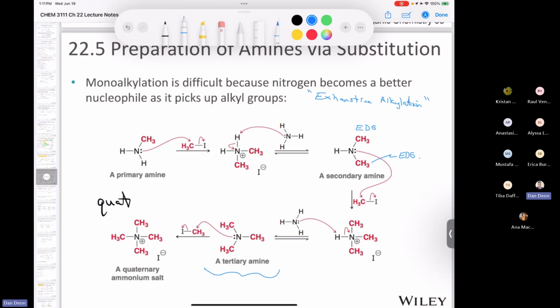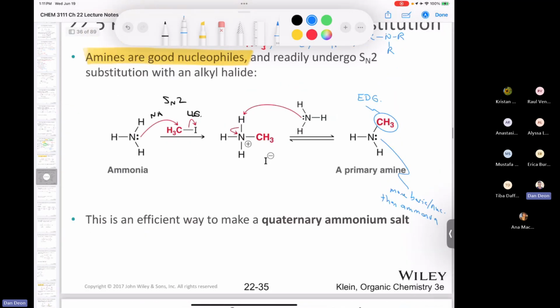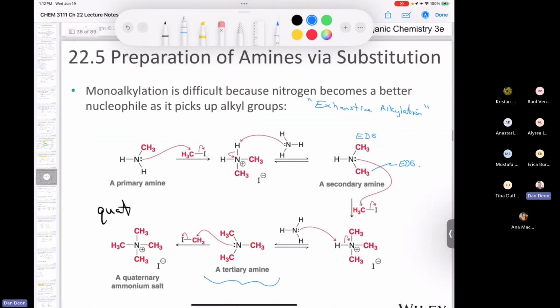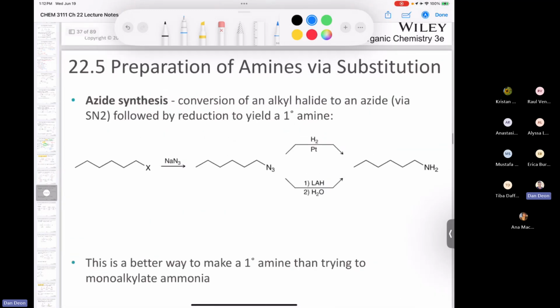And so the idea is this: if you go back here, if you put 1 mole of ammonia with 1 mole of iodomethane, you end up with a mixture. Okay, you end up with a mixture of products because of exhaustive alkylation. So it's not really the most useful reaction in the world, okay, exhaustive alkylation, but we are going to come back to alkylation a little bit later on. Let's say you want to make a primary amine, right?